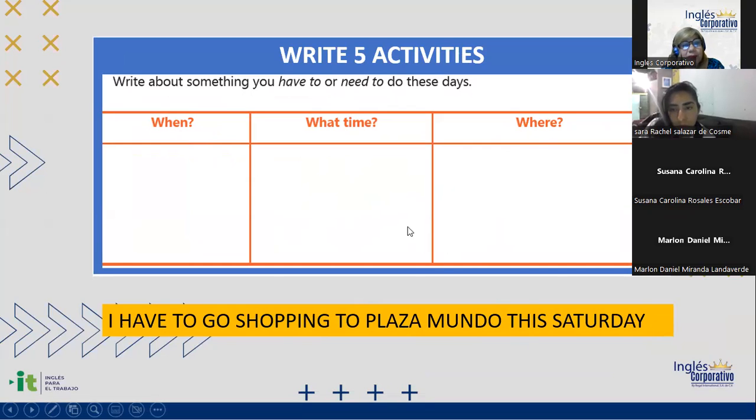This Saturday means when. Or you can mention the time. What time? I have to go to Plaza Mundo at 10 p.m. Do you see how that is? Only 5 activities. You can say have to or need to. Okay, do it.